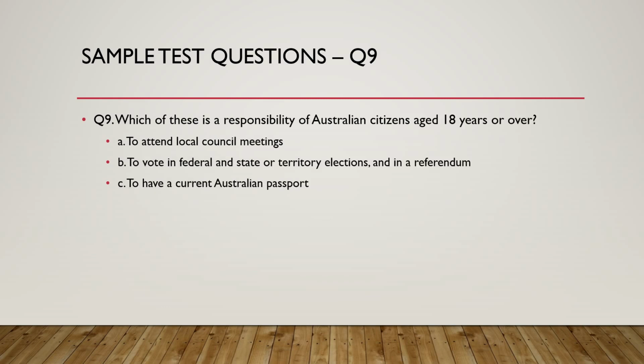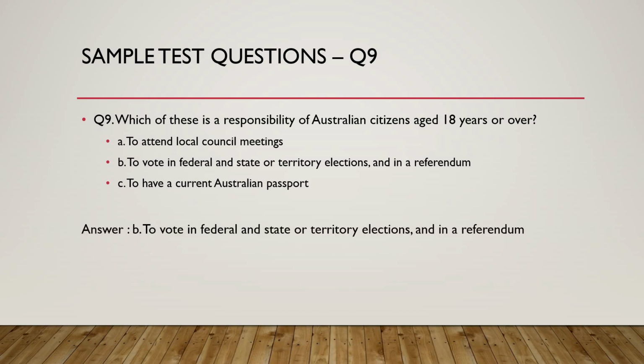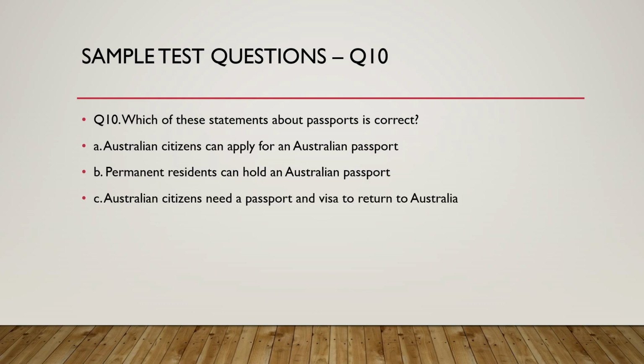Question 9 is, which of these is a responsibility of Australian citizens aged 18 years or over? To attend local council meetings, to vote in federal and state or territory elections, or to have a current Australian passport? So the answer is B, to vote in federal and territory elections and in a referendum. Question 10 is, which of these statements about passports is correct? Australian citizens can apply for an Australian passport, PRs can hold an Australian passport, or Australian citizens need a passport and visa to return to Australia. So the answer is A, Australian citizens can apply for an Australian passport.